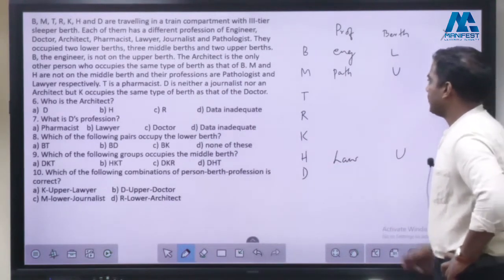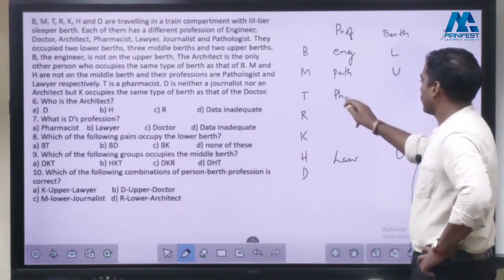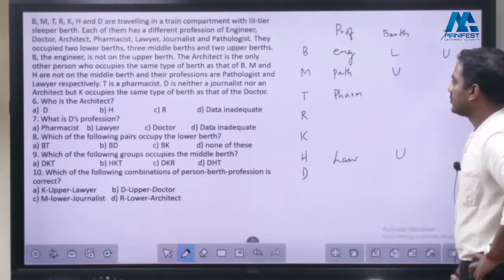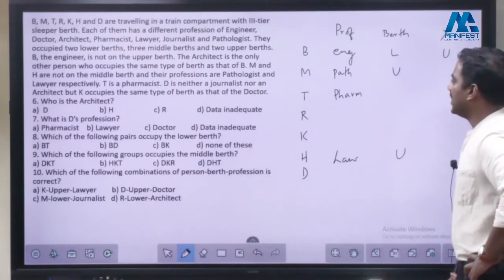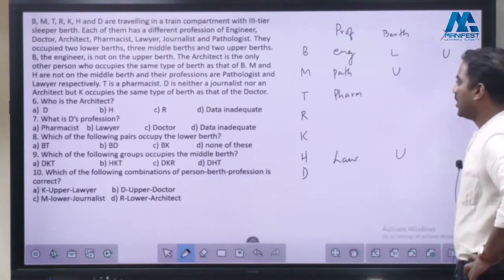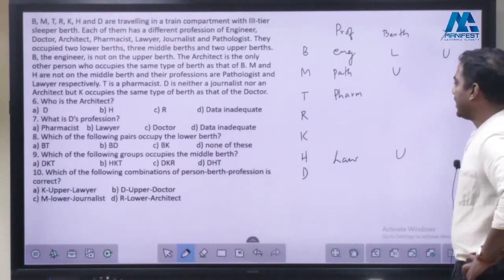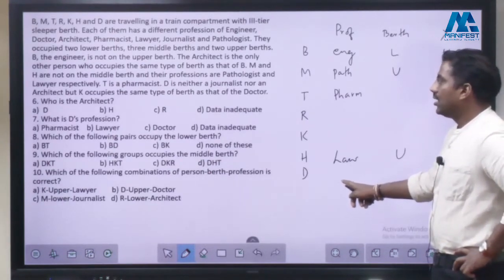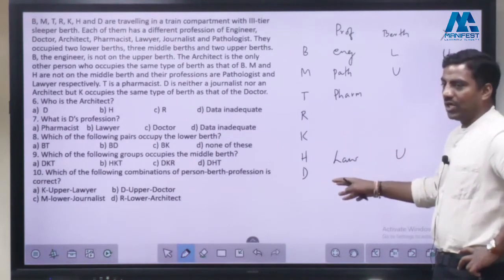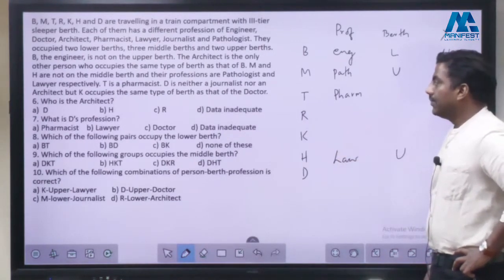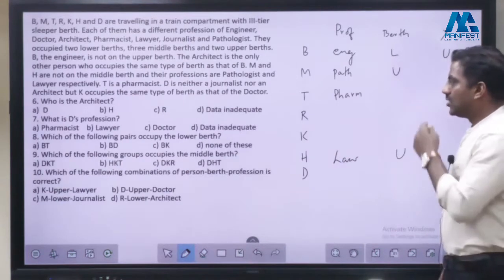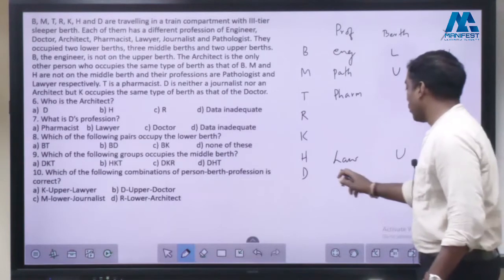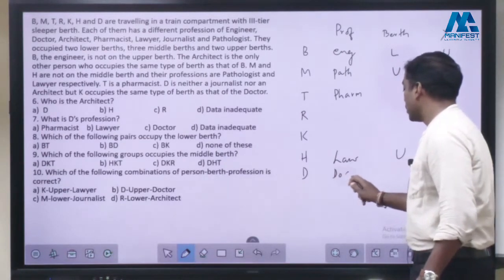T is the pharmacist. D is neither a journalist nor an architect. So 3 professions are left now, and he is not a journalist nor an architect. So his profession has to be doctor.